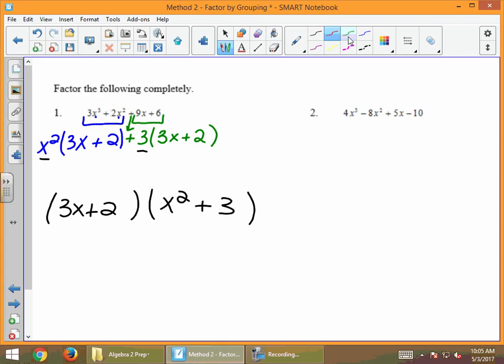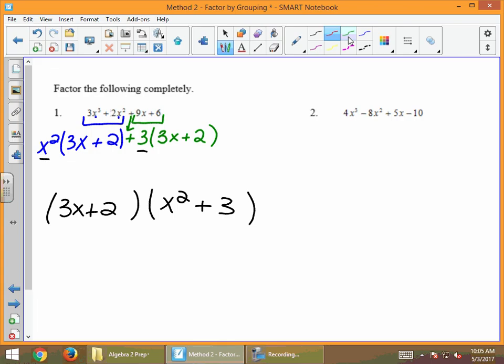How many groups of numbers and variables are there? 1, 2, 3, 4. Whenever you see this, because some people ask, well, how do I know to do GCF? How do I know to do grouping, split the middle? How do I know to do that? If you see one that has 4, odds are you're going to be factoring by grouping.